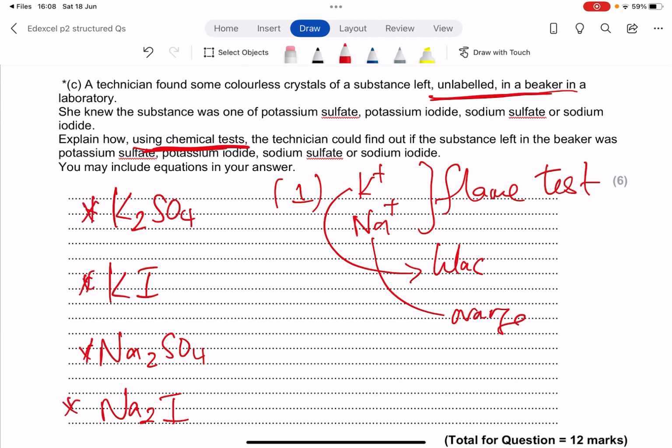The way we test for iodide, we will use acidified silver nitrate. So I'm doing the ionic equation here. You add acidified silver nitrate to KI and the others. The ones that give you a yellow precipitate contain iodide. So we eliminate iodide, and we've also eliminated potassium and sodium.